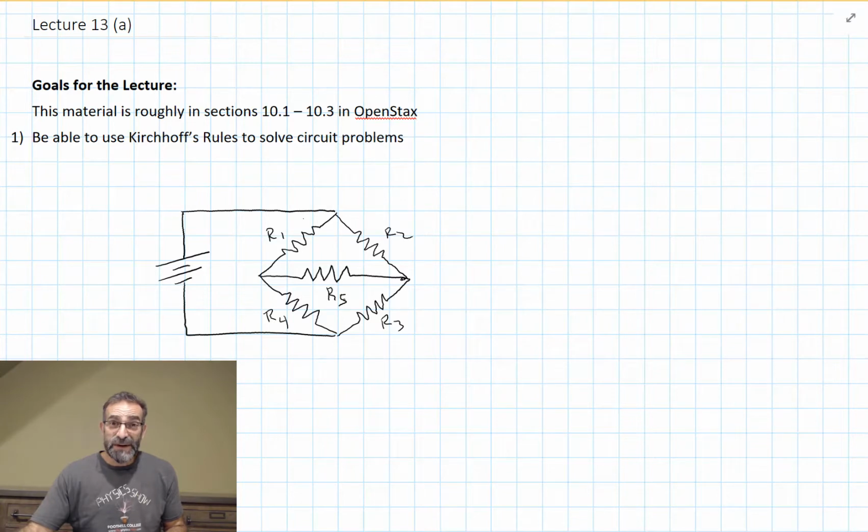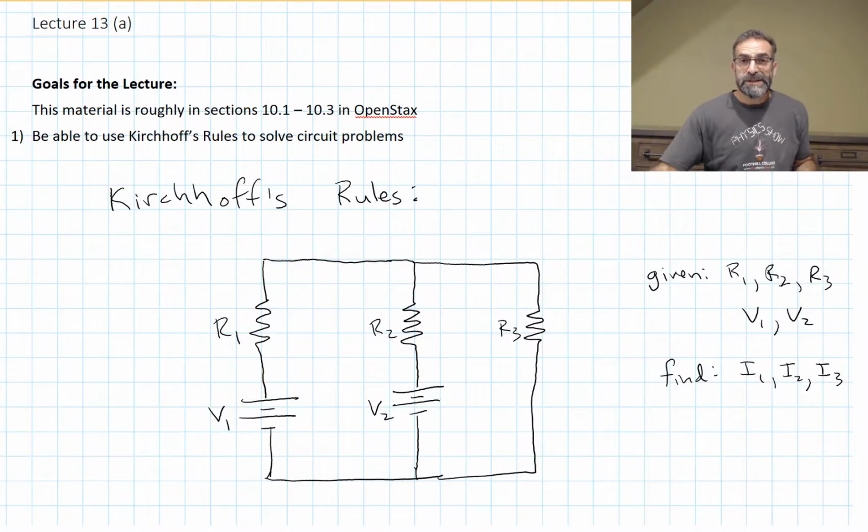So today we're going to learn about Kirchhoff's rules and how we can apply those to solving complex circuits that we can't simplify anymore using our rules for series and parallel resistors and capacitors. Here's another circuit that cannot be reduced anymore using our rules for series and parallel devices. It's as simple as we're going to make it. We're going to solve it with Kirchhoff's rules.